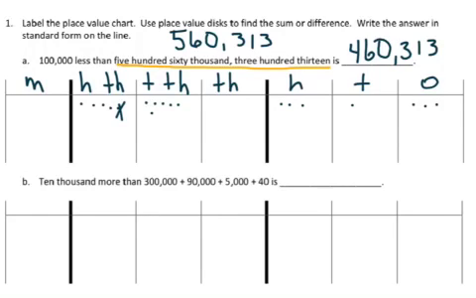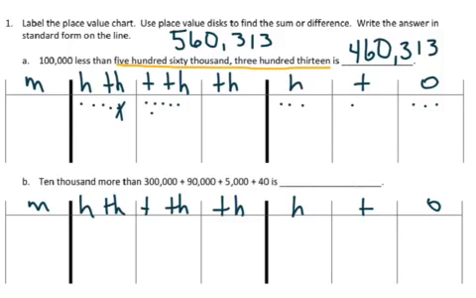So now for B, they're giving us a number in expanded form. So they want to know 10,000 more than 300,000 plus 90,000 plus 5,000 plus 40 is equal to. So again, we're going to have to do our place value chart to label that. And we can write this number out in standard form if the students want to. It's good practice. Or we can look at expanded form and do our place value discs this way.